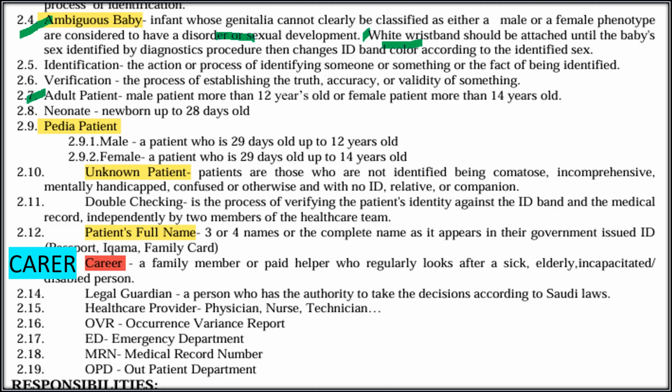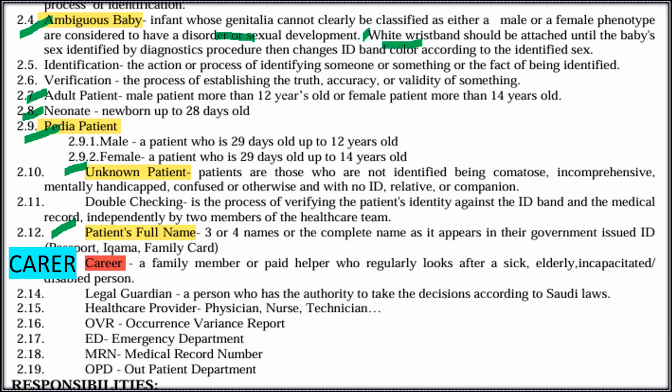Then we have adult patient, which is a male patient more than 12 years old or a female patient more than 14 years old. Then we also have neonate, newborn up to 28 days old. Then pedia patient: a male patient who is 29 days old up to 12 years old, and a female patient who is 29 days old up to 14 years old. Then we have unknown patient, patients who are not identified, being comatose, incomprehensible, mentally handicapped, confused, or otherwise, and with no ID, relative, or companion.